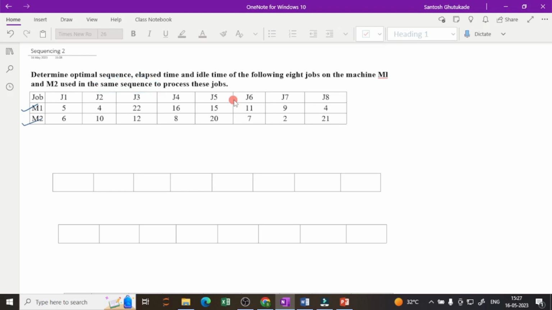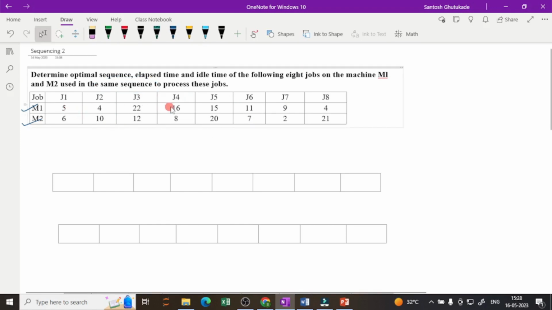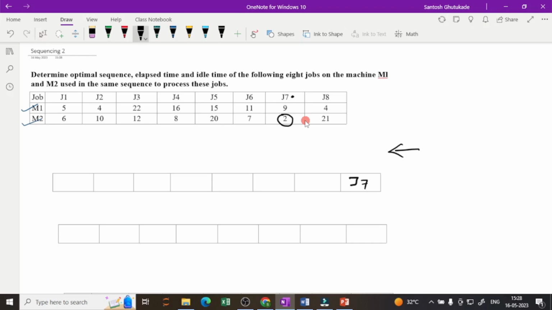Now again we have to solve this problem for finding out the sequences. For finding the sequences, the first step is to select the smallest processing time on these two machines. So from these times, 5, 4, 22 and so on, we have to select the smallest processing time. Here the smallest processing time is 2, for job number 7. This 2 is on machine number 2, so from the last in the sequence we will place job J7 here.